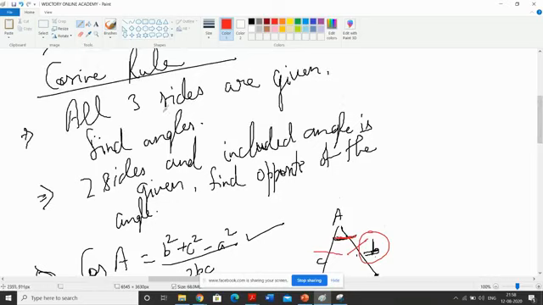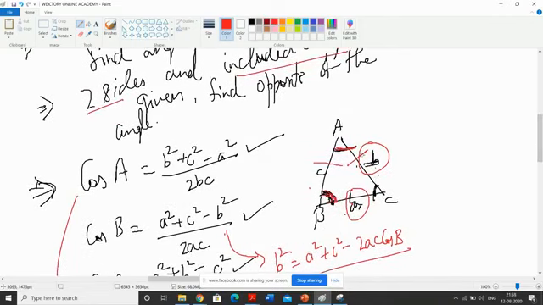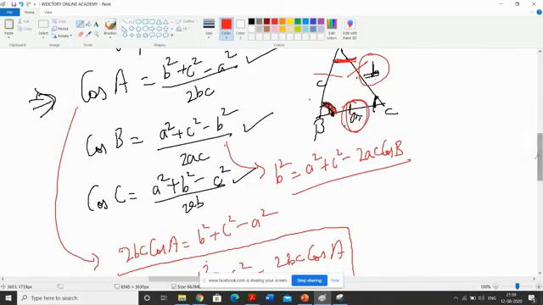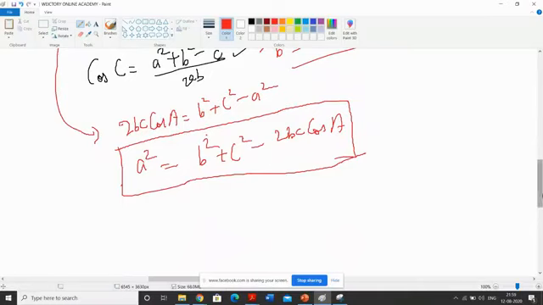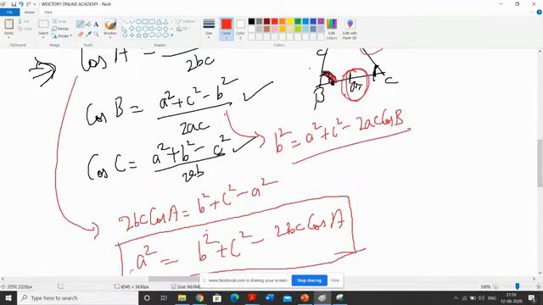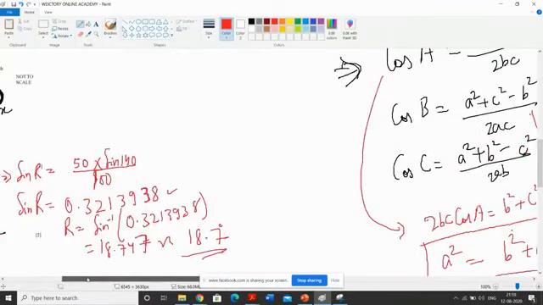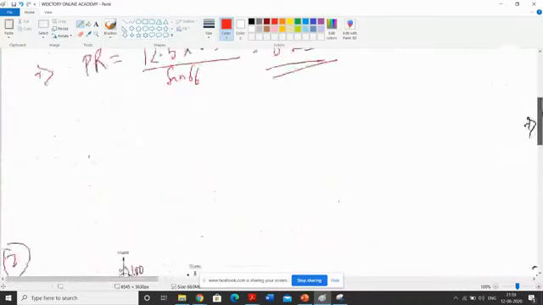If all three sides are given and you need to find angles, you can use cosine rule. And if two sides and the included angle are given, like AC and AB and the included angle, which is angle A, we can find out the opposite side. Or if all three sides are given, like AB, AC and BC, we can use cosine rule to find all other angles. So that's how we apply sine and cosine rule and we solve questions.